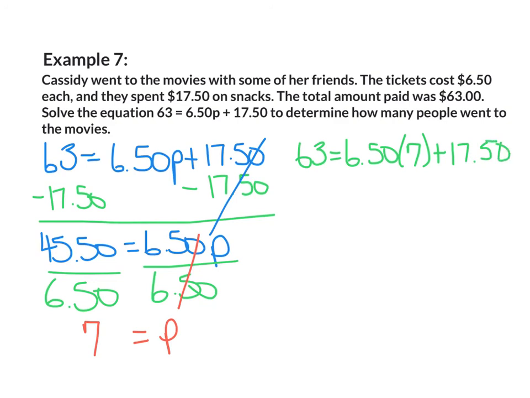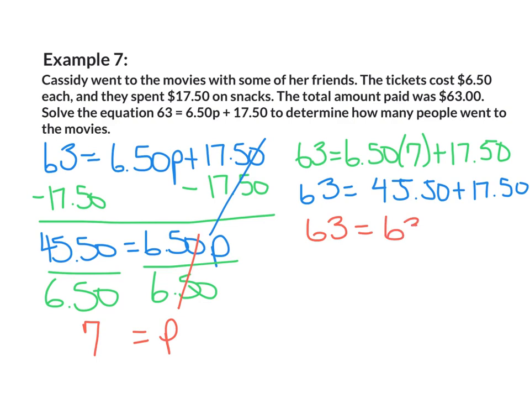I'm going to go ahead and multiply. So I have 63 that I'm going to bring down. 6.50 times 7, it's going to give me 45.50 plus 17.50. I'm going to add those together. So I'm going to bring down 63 equals 45.50 plus 17.50 gives me 63. So it does check. So that means that p does equal 7.